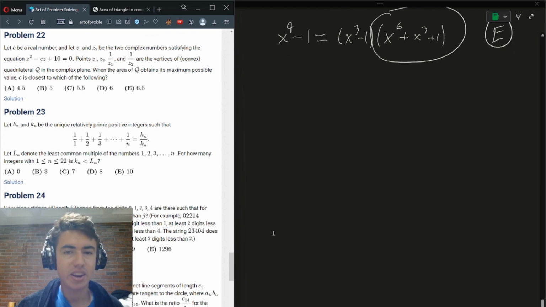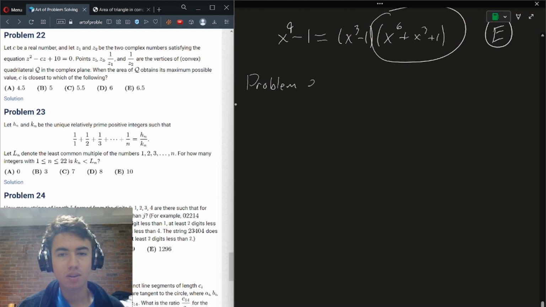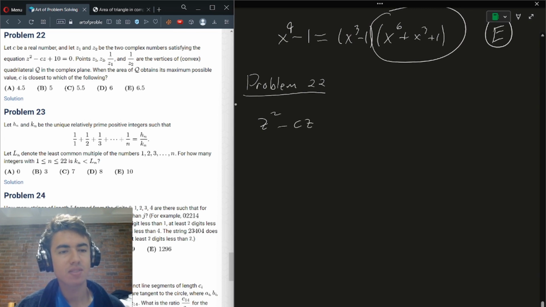We're given an equation such that the roots are two complex numbers, z1 and z2, and the equation has a constant, which is c. We want to know for what value of c is the polygon made out of the numbers z1, z2, 1 over z1, 1 over z2 — remember, they're complex numbers, so you put them in the complex plane — when that has maximum area, what is c closest to? So let's think about that.